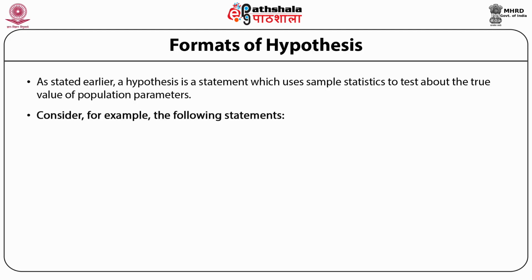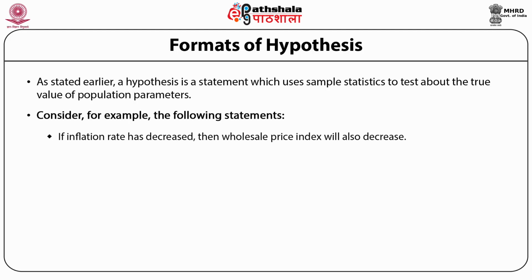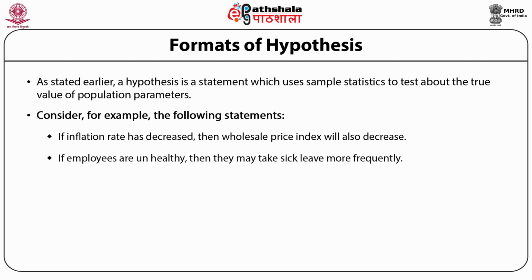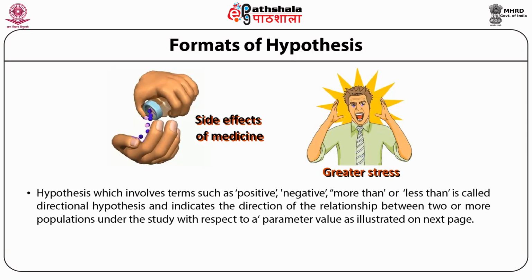For example, if the inflation rate has increased, then the wholesale price index will also increase. If employees are unhealthy, then they may take sick leave more frequently. A hypothesis which involves terms such as positive, negative, more than, or less than, is called a directional hypothesis.